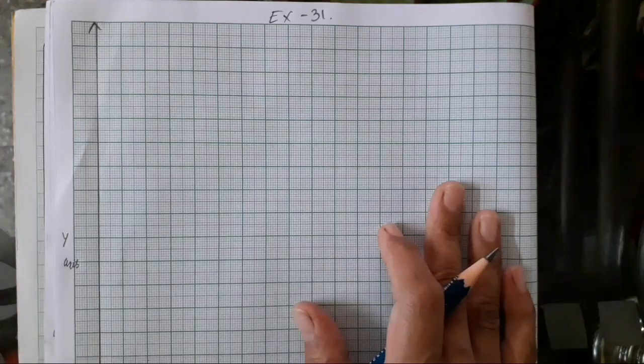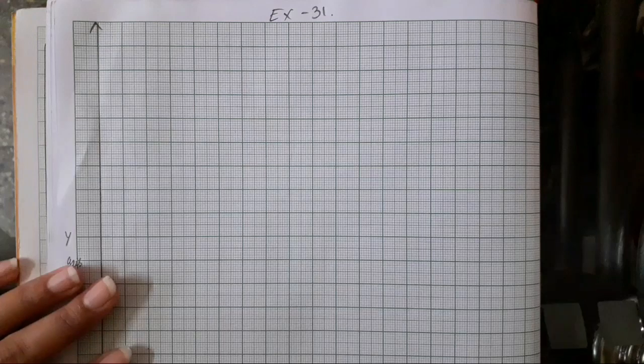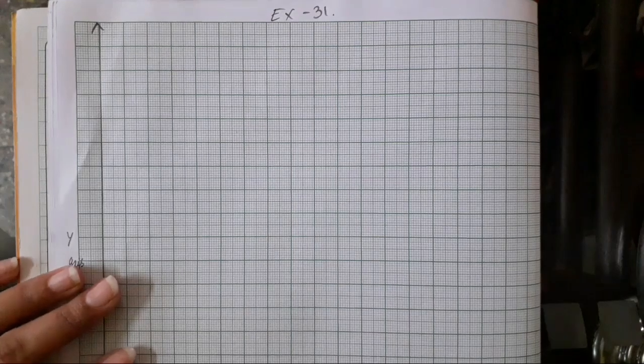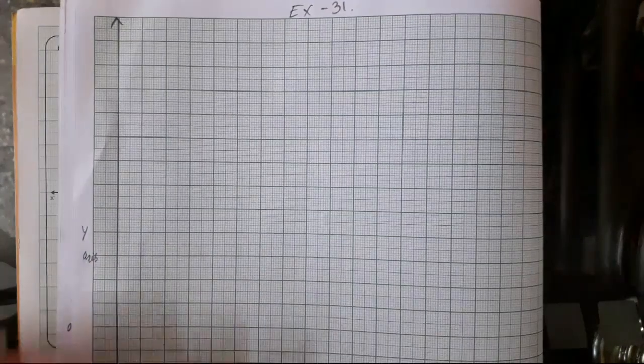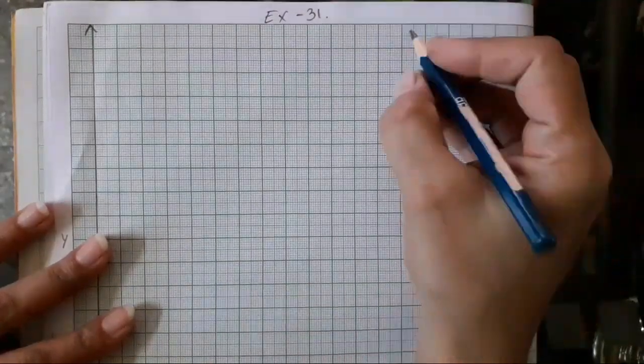So I'll read the question. The number of saplings planted by the school on World Tree Day is given in the table below. Draw a join bar graph to show these figures. So we have to draw a bar graph which is joined, which is very easy. You don't have to worry. So let's start with the first scale.